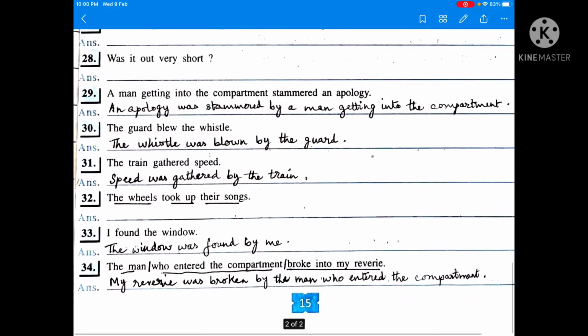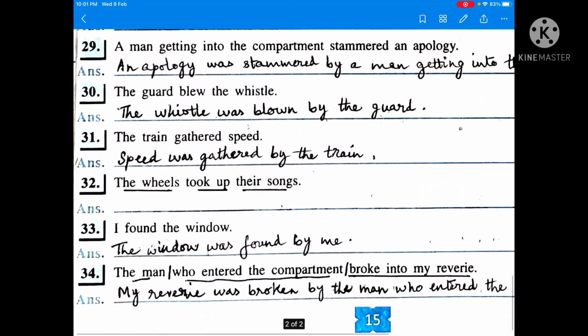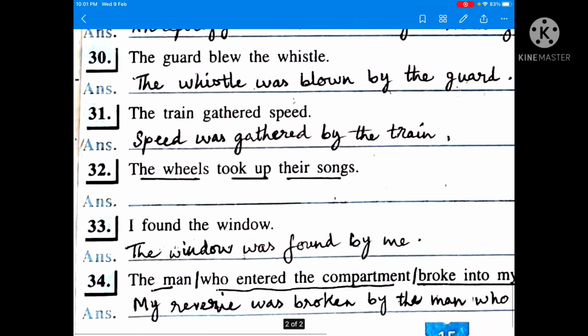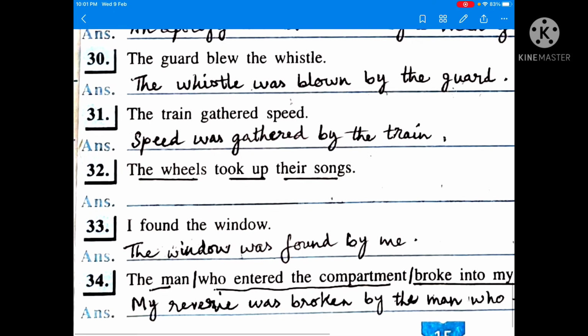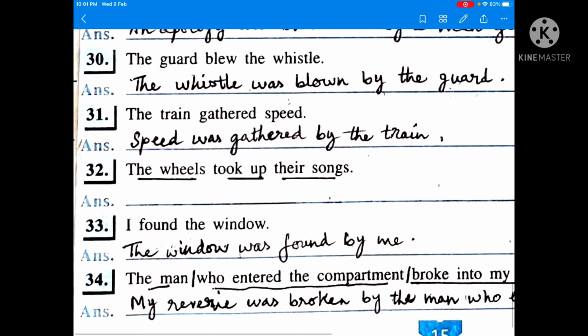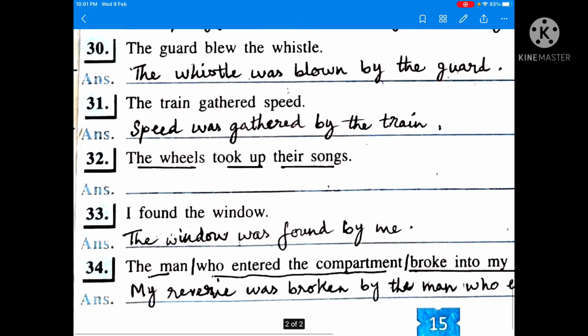The guard blew the whistle. The guard, subject, blew, verb, the whistle, object. The whistle was blown by the guard. The train gathered speed. Speed was gathered by the train.